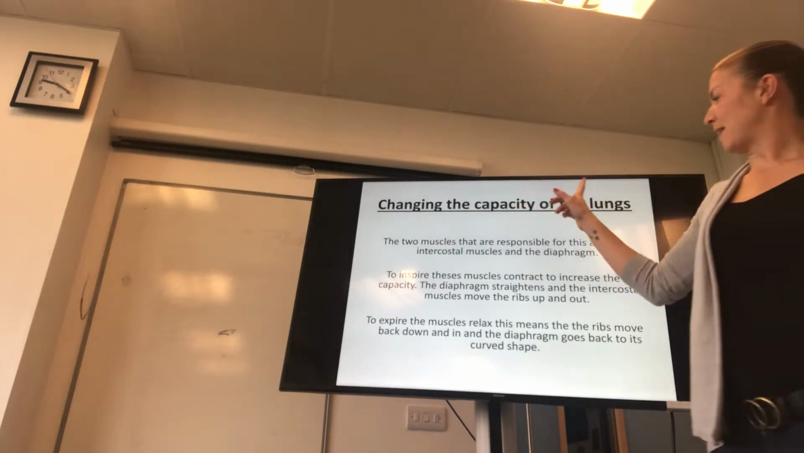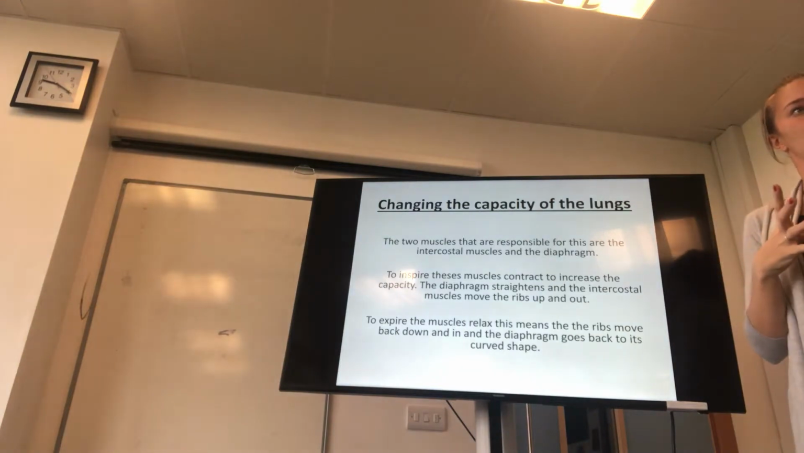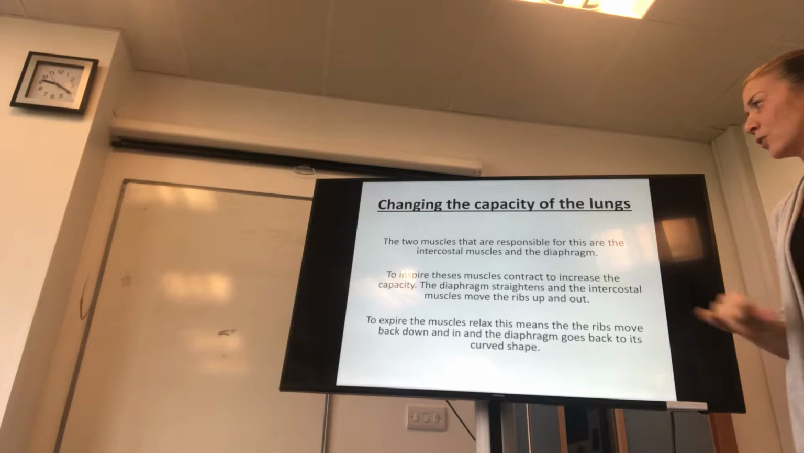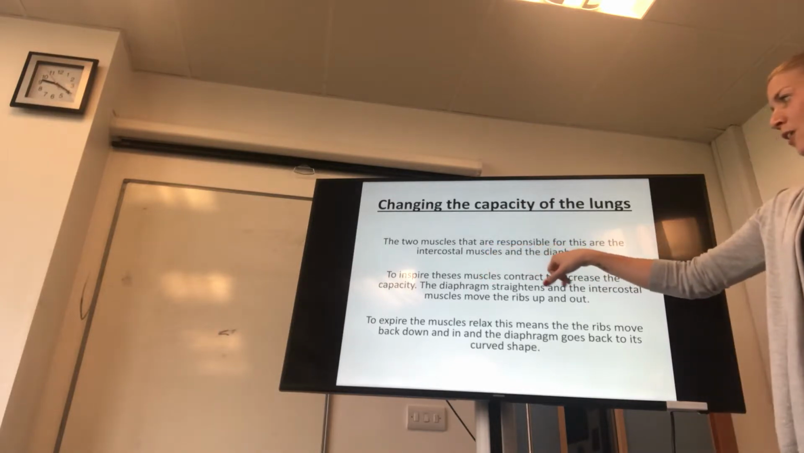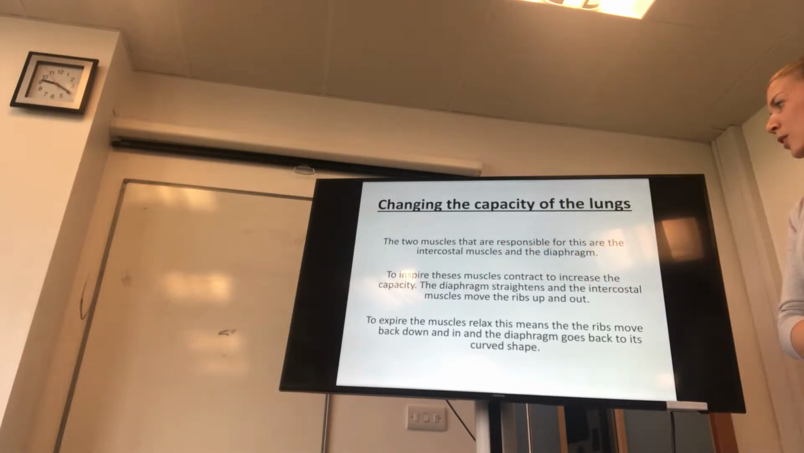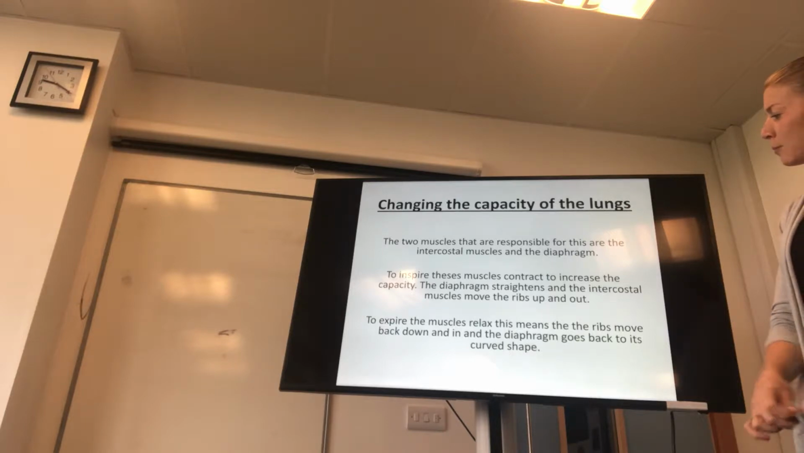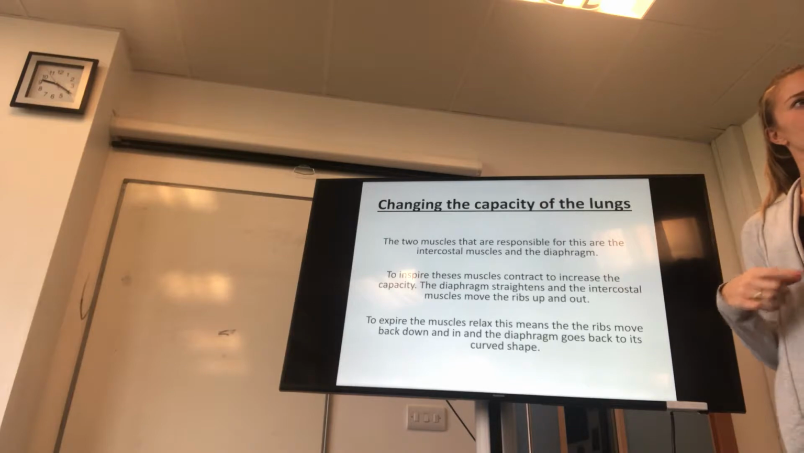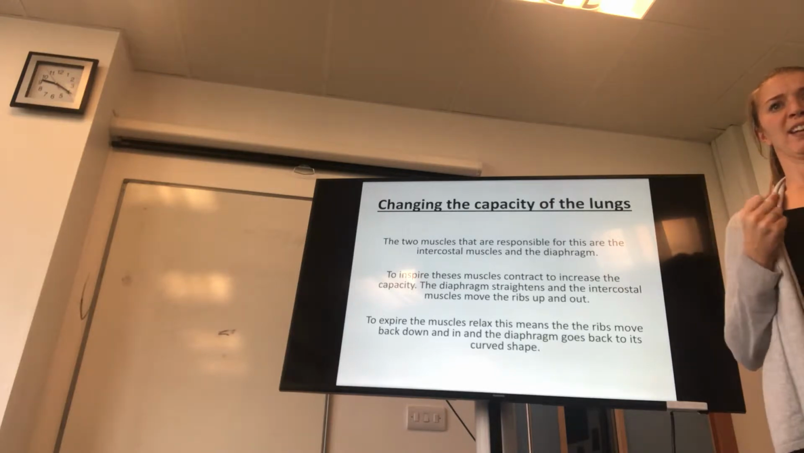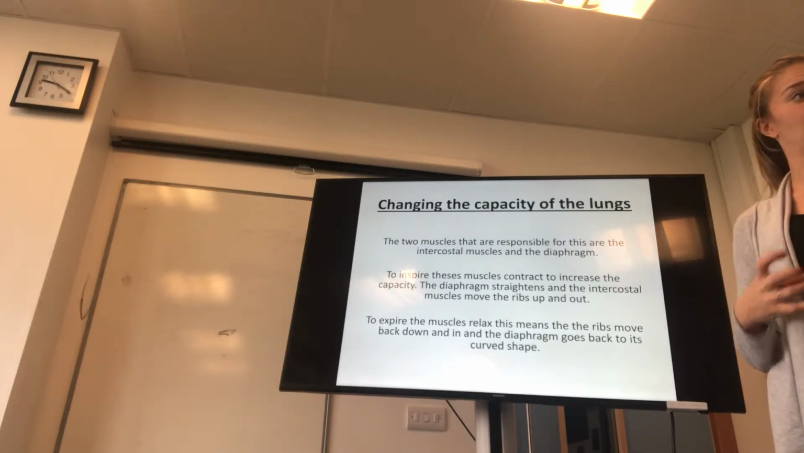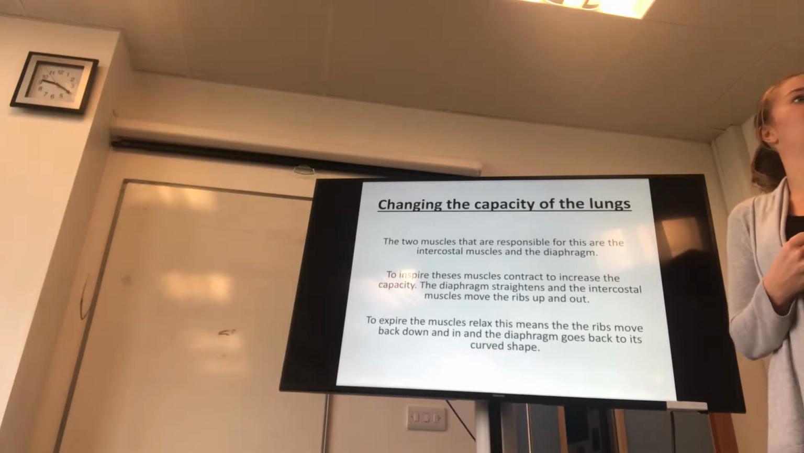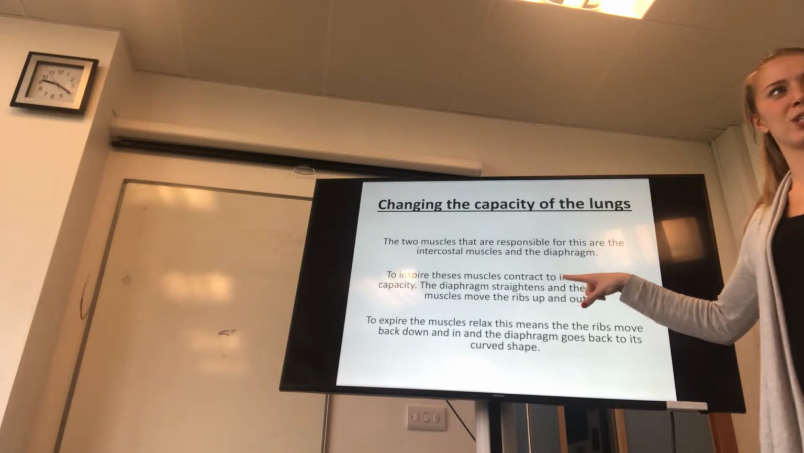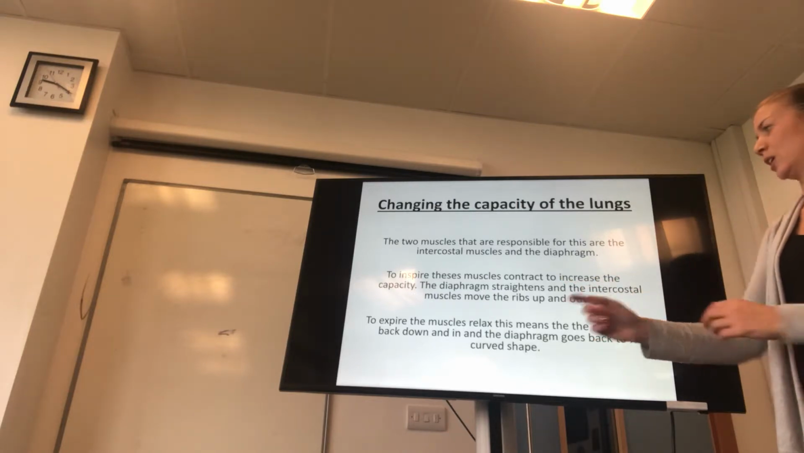So, let's look at inspiration first. So we're going to change the capacity of the lungs. So when we breathe in, we're going to make the capacity bigger, and when we breathe out, we're going to make the capacity smaller. So the two muscles responsible are the diaphragm and the intercostal muscles. So to inspire, both of these muscles contract and they increase the capacity. This makes sense if you think about it. When you're breathing in, that's you working. We're actually physically working to breathe in. When we're breathing out, we're just kind of resting. So the muscles work during inspiration, they relax during expiration.